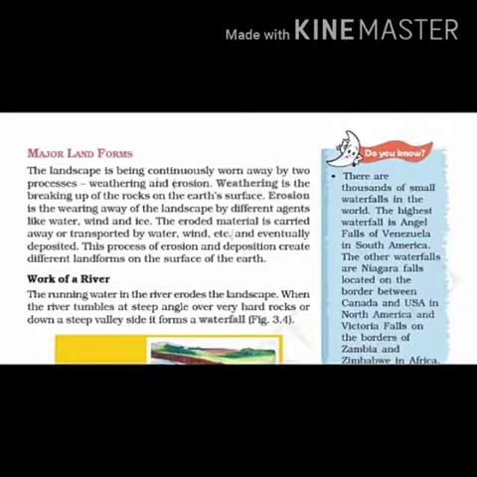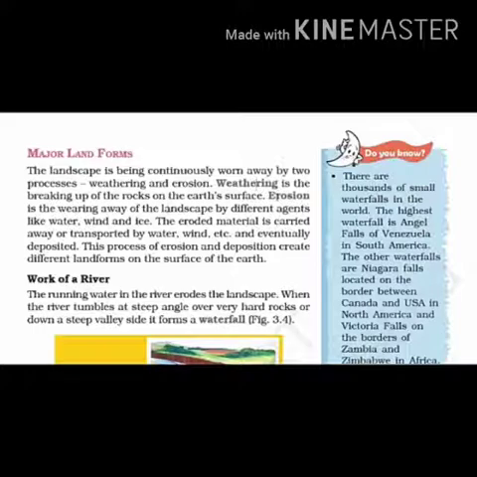The landscape is being continuously worn away by two processes, weathering and erosion. The definition of weathering is the breaking up of the rocks on the Earth's surface. By the word weathering you can figure out that it has something to do with the change of weather. A piece of rock doesn't stay the same after a few years. A continuous change of weather acts upon it as an agent which breaks it down.